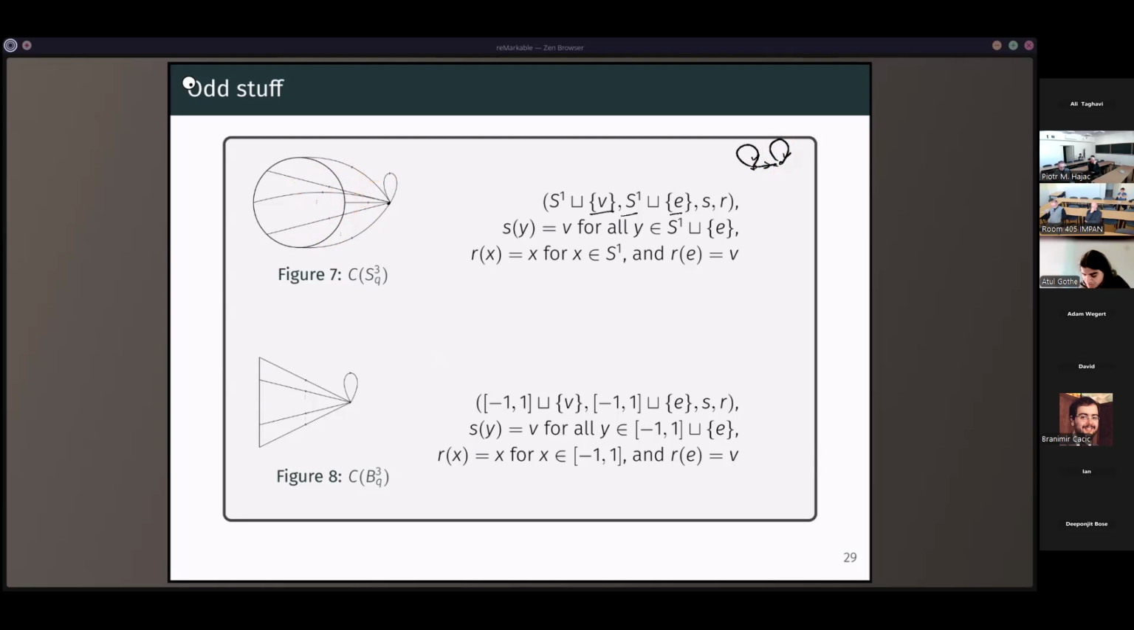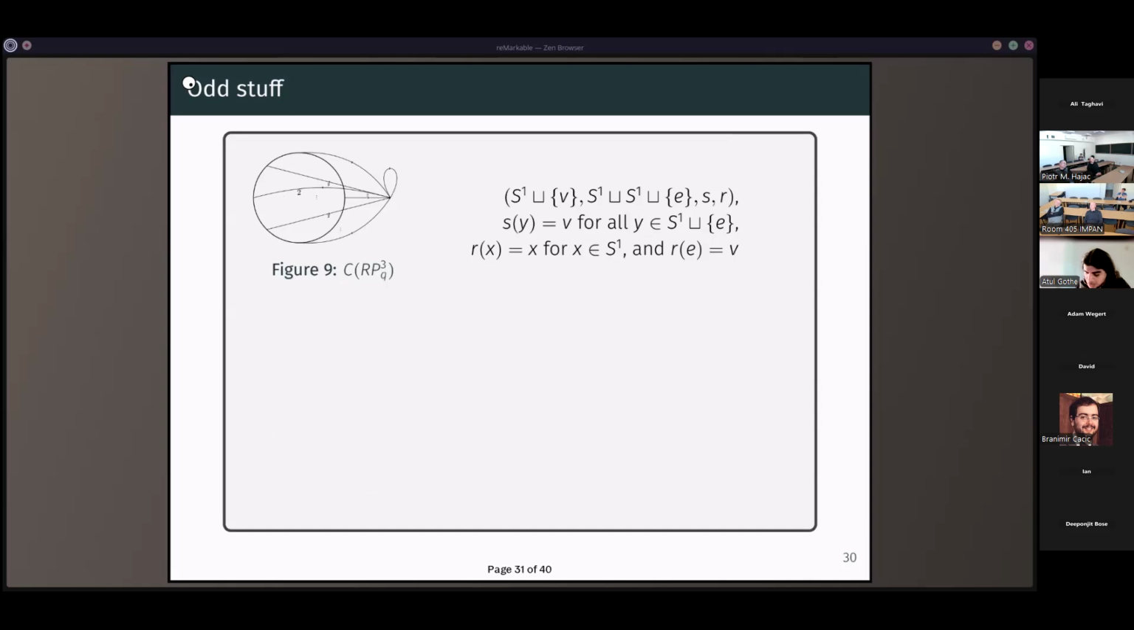Similarly, C of B3Q can also be defined like this. We take an interval -1 to 1. We take a vertex V with a loop on it such that it maps one edge to each point on the vertex, which again has the same topology as -1 to 1. And the vertices will also have -1 to 1. This is just a convenient way of drawing this. So for odd dimensional ones, they are no longer just directed graphs. They have to be topological graphs in a certain way.